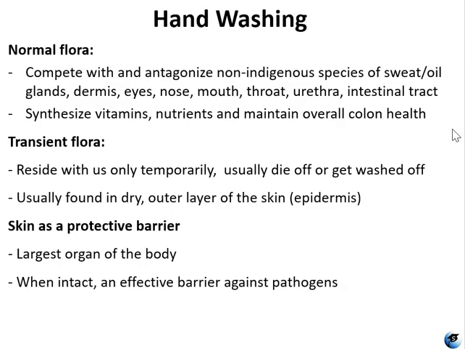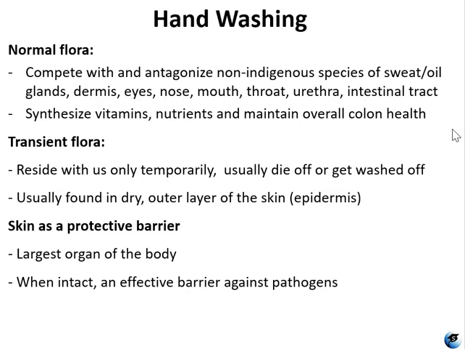To begin with, it is important to understand the differences between normal flora and transient flora. Normal flora are microorganisms that normally live with you. Humans have, by some estimates, 10 times more bacterial cells than they do human cells. Humans cannot survive without their normal flora, which are permanent residents of the body. They're usually not pathogenic, meaning they do not normally cause disease. However, normal flora can become pathogenic if they go somewhere they're not supposed to be.